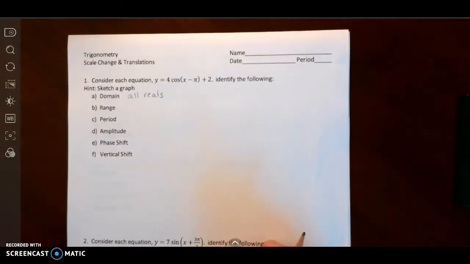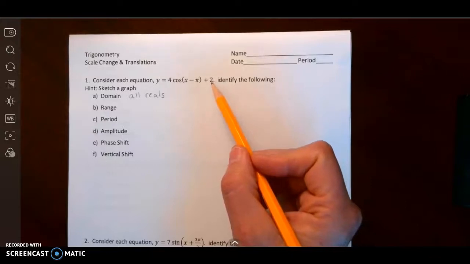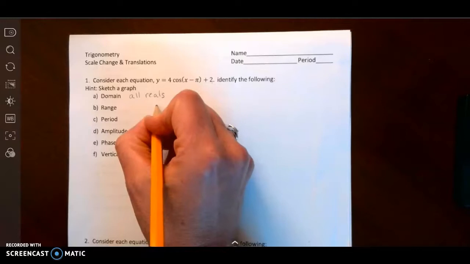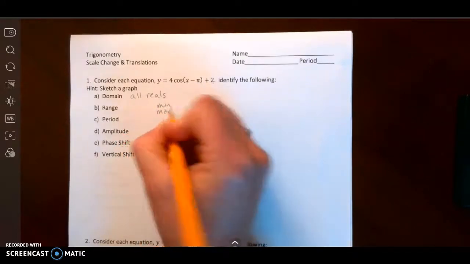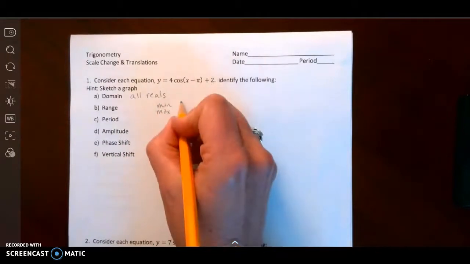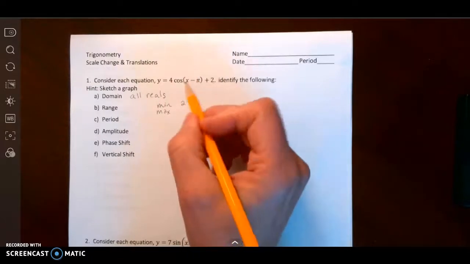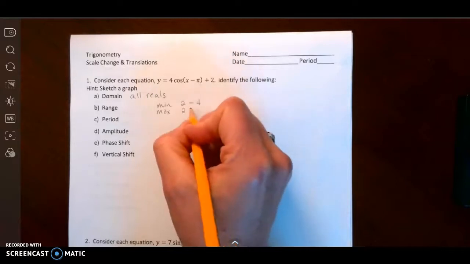Now the range does get affected. We have to look at how our range is affected. First of all, we are moving the axis up 2, so I've got to think about what my max and min values are. I would be starting at 2, and then I would go down 4. That would be because my amplitude is 4, and I would be at 2, and I would go up 4.